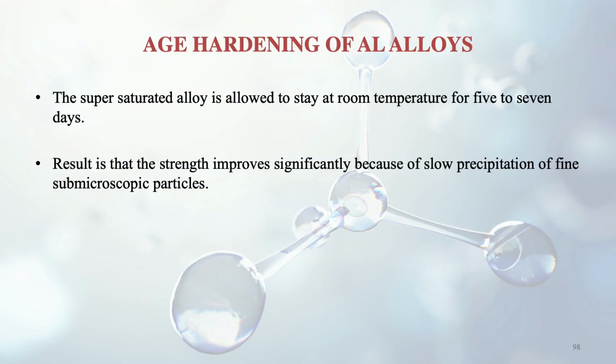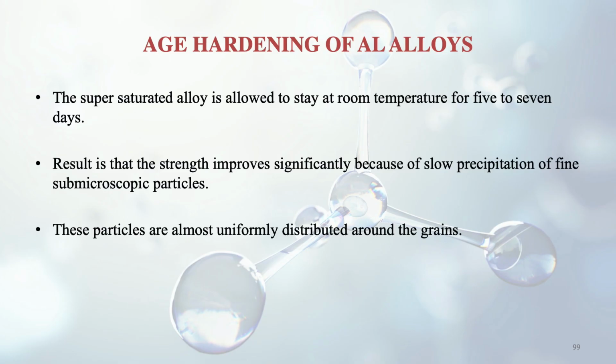And the result is that the strength improves significantly because of slow precipitation of fine submicroscopic particles. So this is fineness. Like in earlier discussions, fineness gives us compactness and better strength and other properties, and these particles are almost uniformly distributed around the grains.